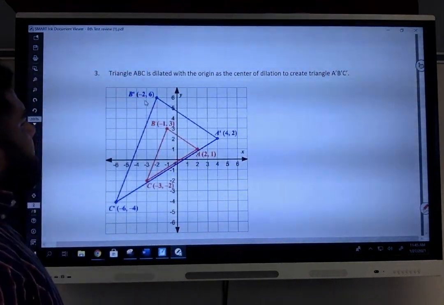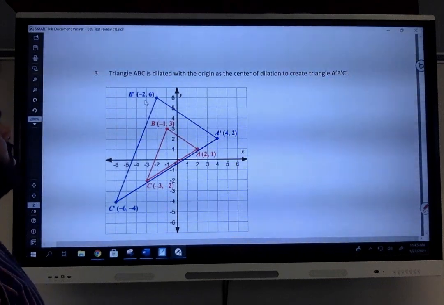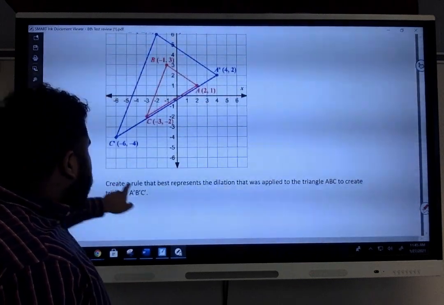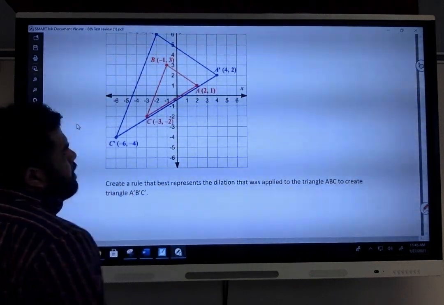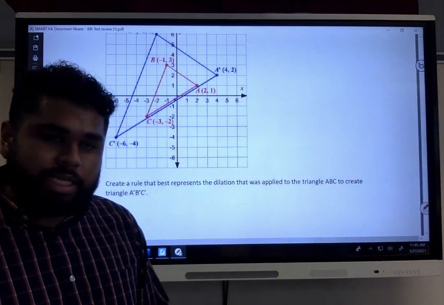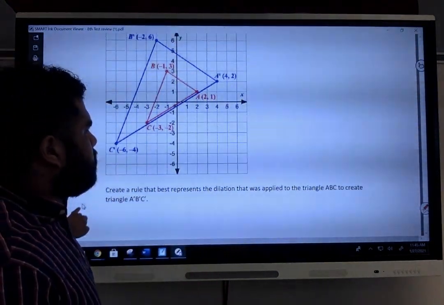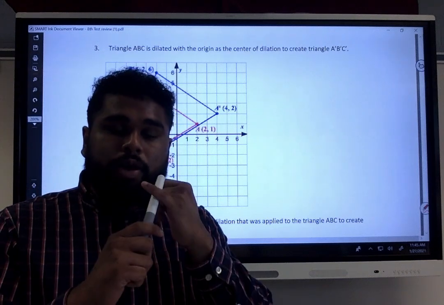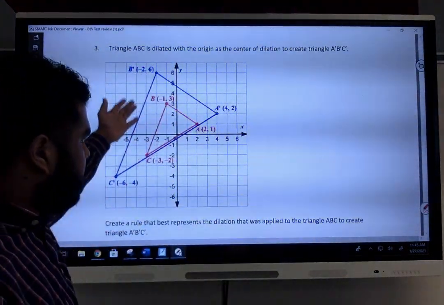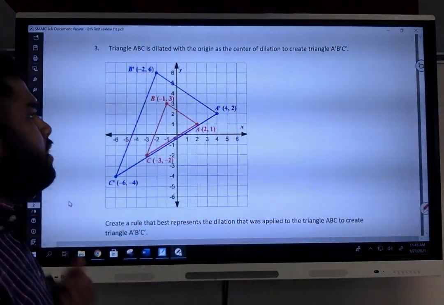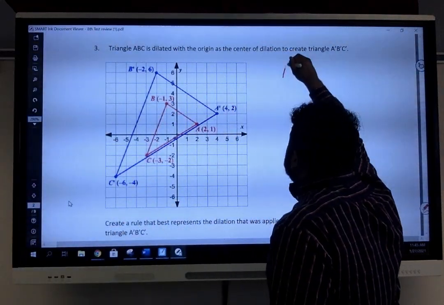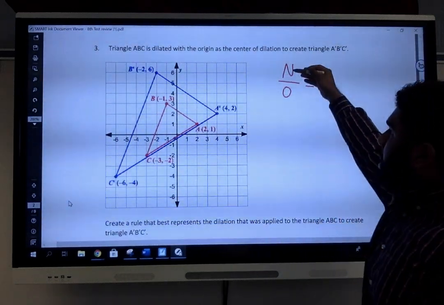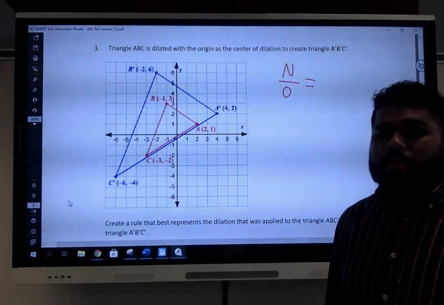Triangle ABC is dilated with the origin as the center of dilation to create triangle A prime, B prime, and C prime. Okay, and again, it's asking us to create a rule. A rule is another word for an algebraic representation. So it's asking us to create an algebraic representation. Again, for the algebraic representation, you need to find your scale factor. They don't give us the scale factor, but we can find it by doing new divided by original. Okay. So again, N over O, that stands for new divided by original.